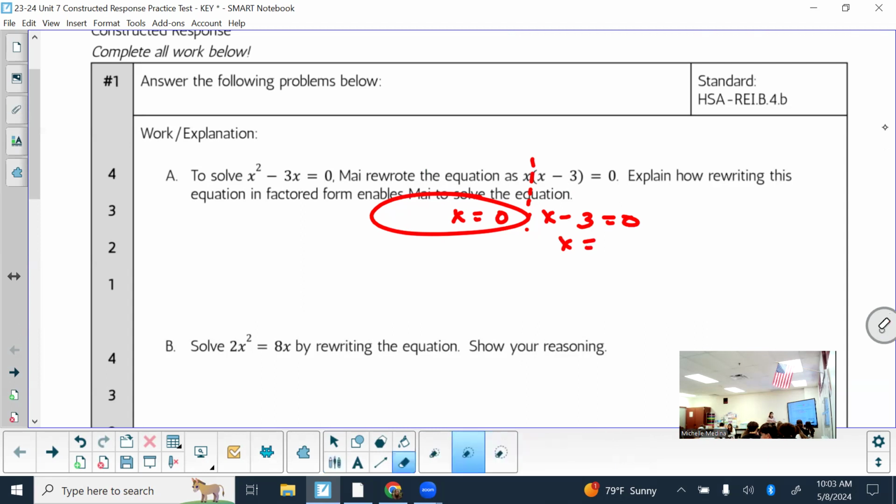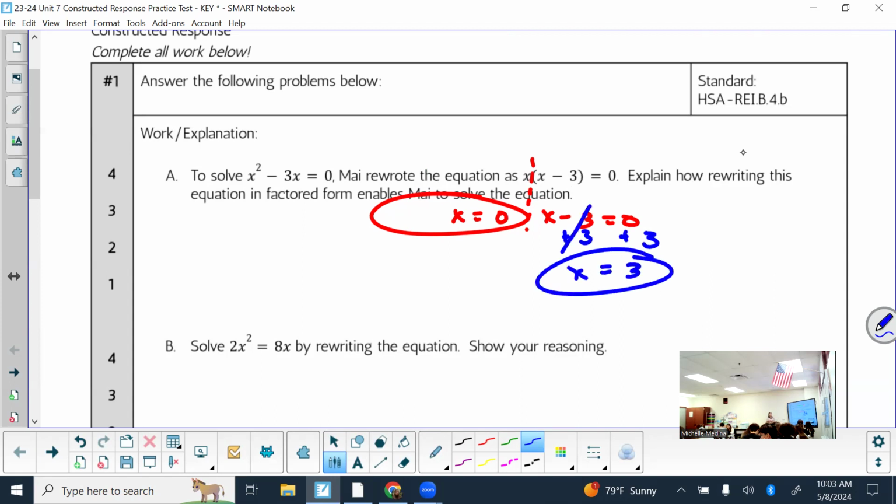Or if that's not clear, then isolate it with the opposite of subtracting 3, and whatever you do on one side. So then x would have to be 3. It could be either one, because when you plug it in, 0 times negative 3 is 0, or 3 times 0 is 0. That's how I get my 2 answers.